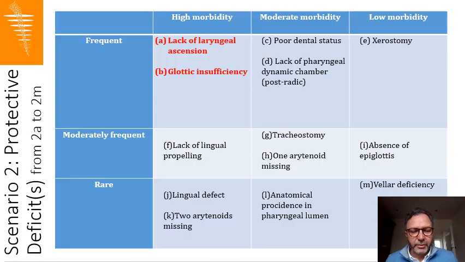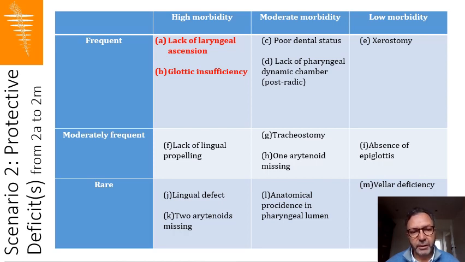Let's go now to scenario number 2, which is a completely descriptive and observational scenario. In fact, what we did was to create a little grid here with some components of the swallow, which goes from high morbidity to low morbidity, and also classifying all these features by their frequency: very frequent, moderately frequent, and rare. And this is based on our own experience. We will classify several features that are influencing airway protection during swallowing.